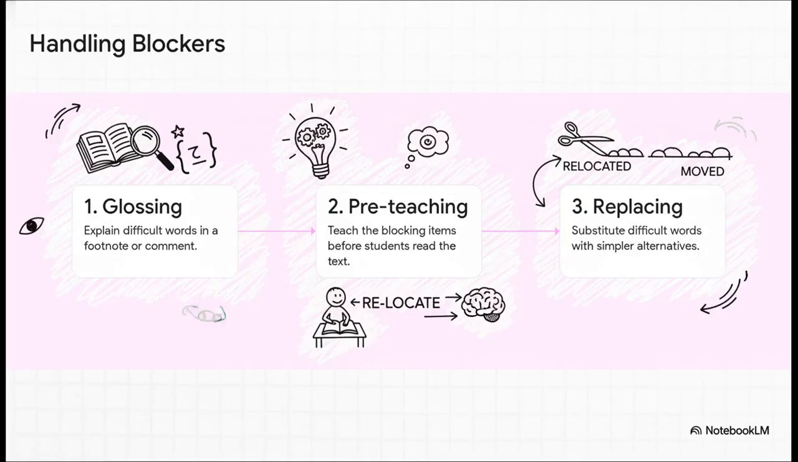So let's say you decide to grade the text. Here are 3 common ways to handle those blocking words, the ones that stop comprehension dead in its tracks. Imagine your text uses the word relocated. Okay, so you could gloss it. Just add a simple footnote. Or you could pre-teach it, maybe by breaking it down into re and locate before they even start reading.